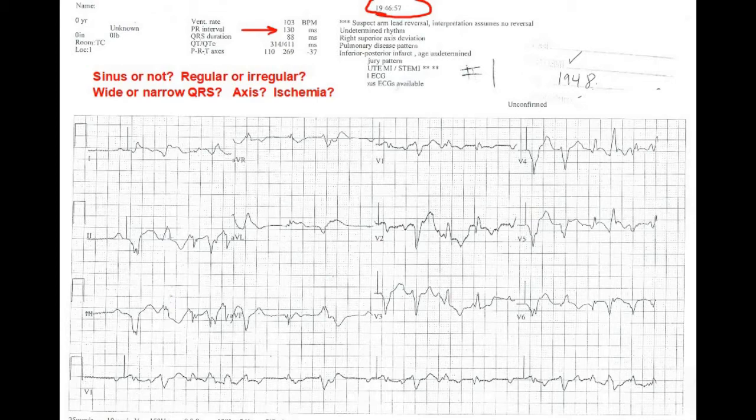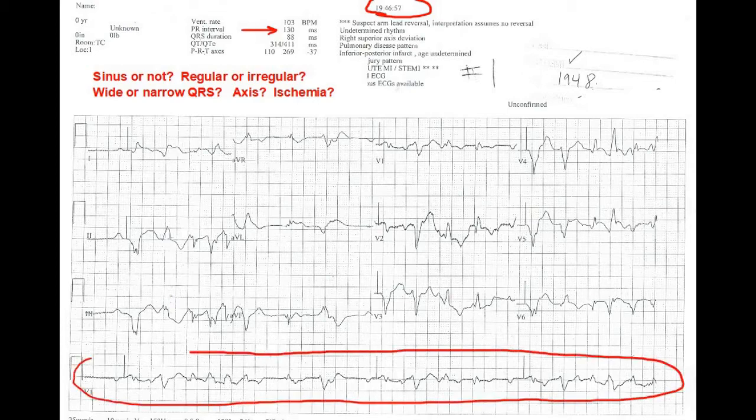Next thing is regular or irregular. You need a longer strip here, so we'll take a look at the long monitoring strip. And if you look at that, I think you would have to say this is a pretty irregular rhythm. More on that later. Is it a wide or narrow QRS?